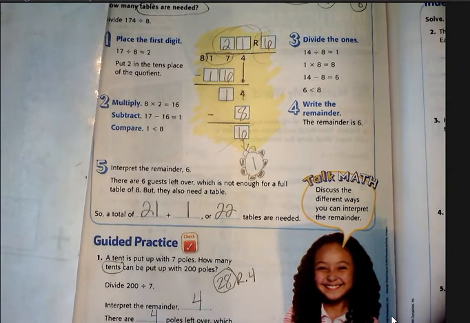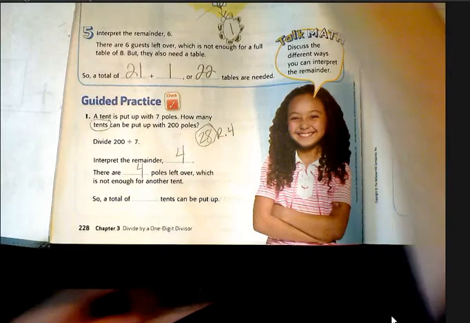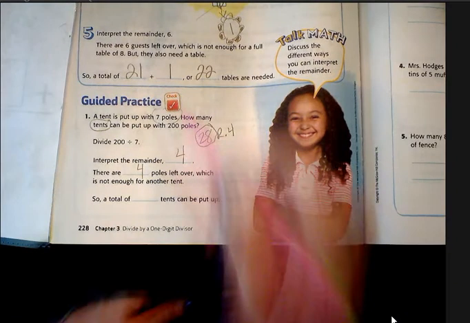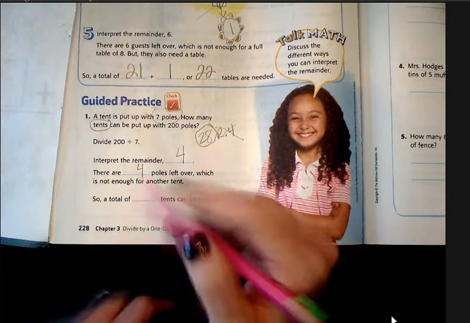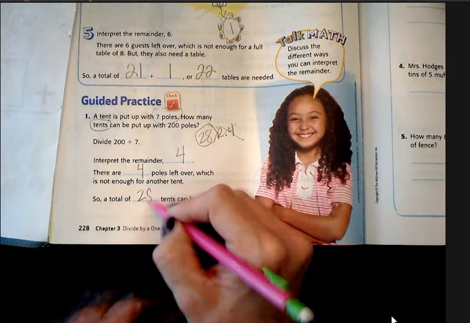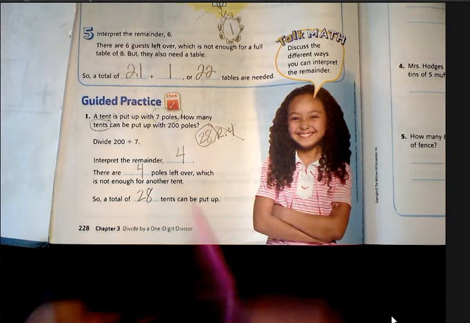Is that enough to make another tent? Is 4 poles enough to make another tent? Well, it tells me I need 7 poles to make up a tent. So can I make a tent with this? No. So how many tents can I put up? Just 28. I can't add another one because I don't have enough poles. Those poles are just going to sit on the side.